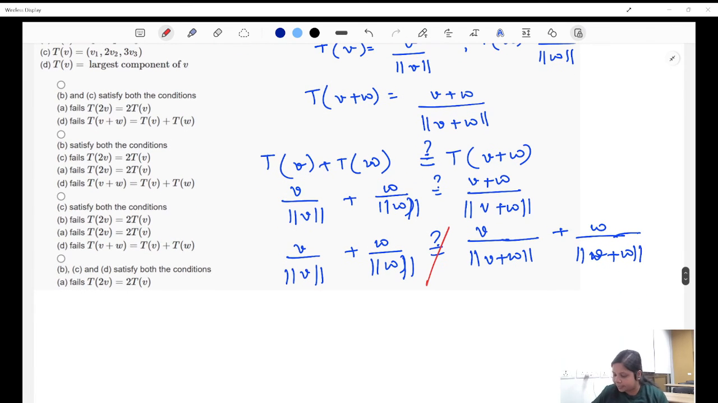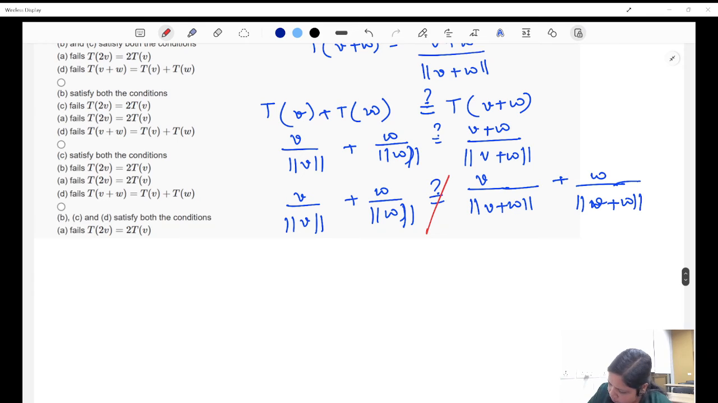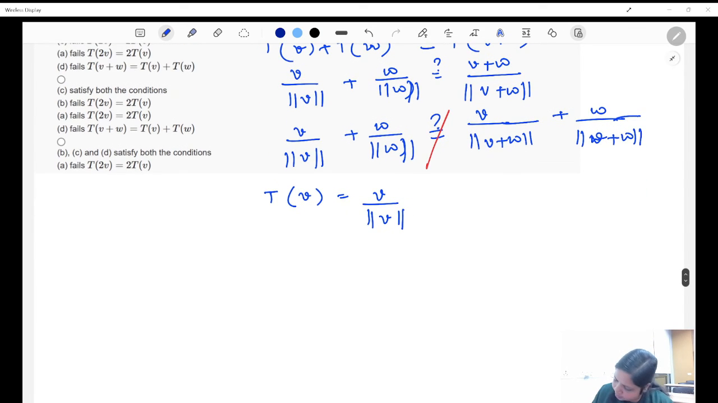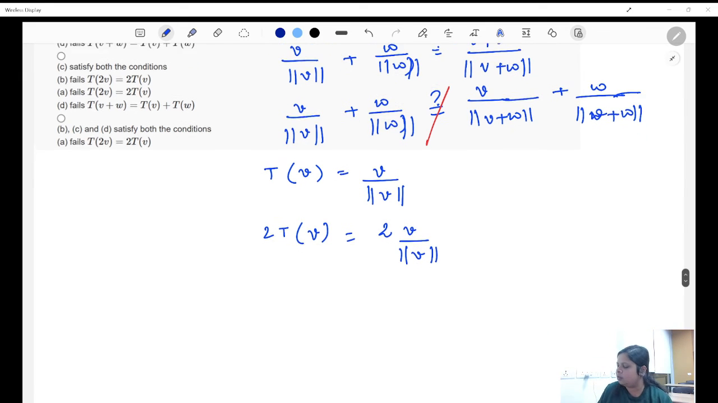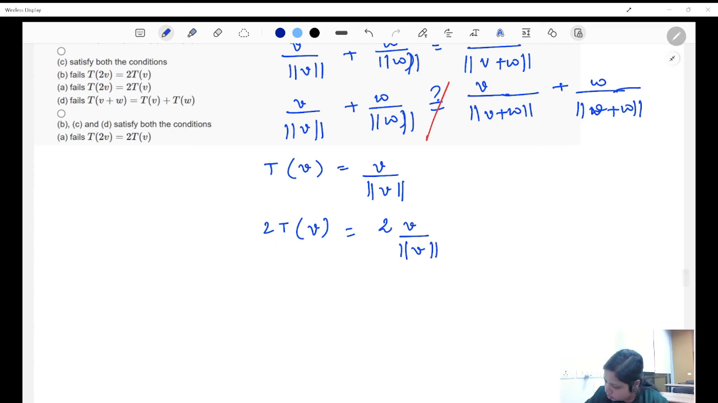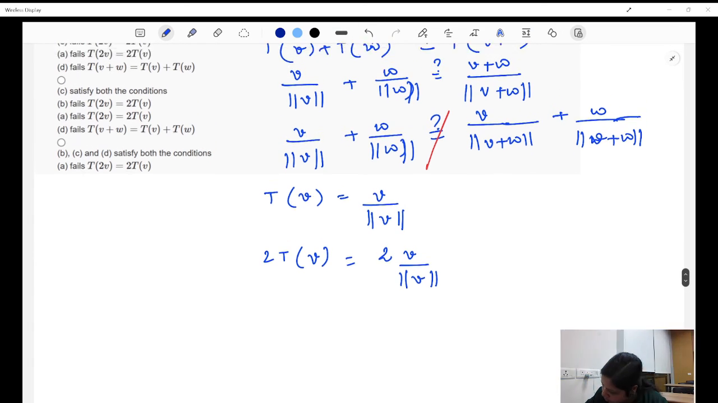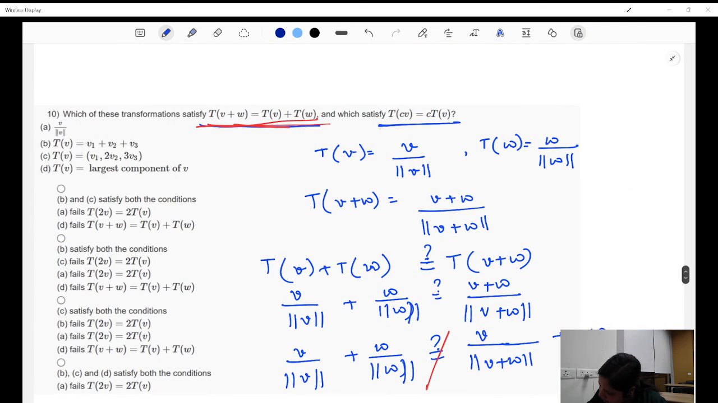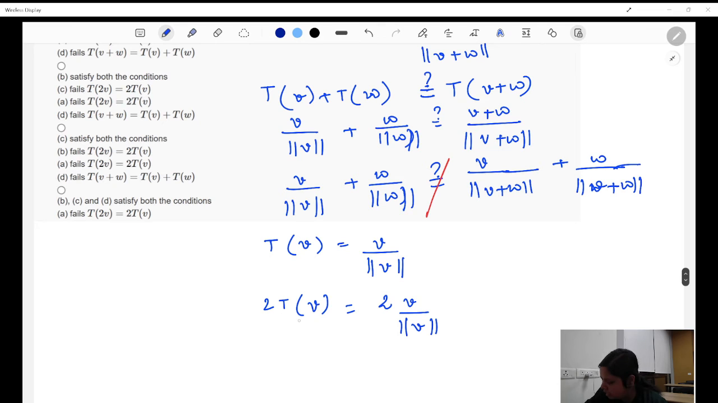You can also check the second transformation, in which T of V is given by V upon norm of V, right? Norm of V actually, not mod. Okay, so if we want to find out 2TV, what would it be? It would be 2 into V by norm of V, right? But it was T of CV is equal to CTV. Okay, CTV we have done.